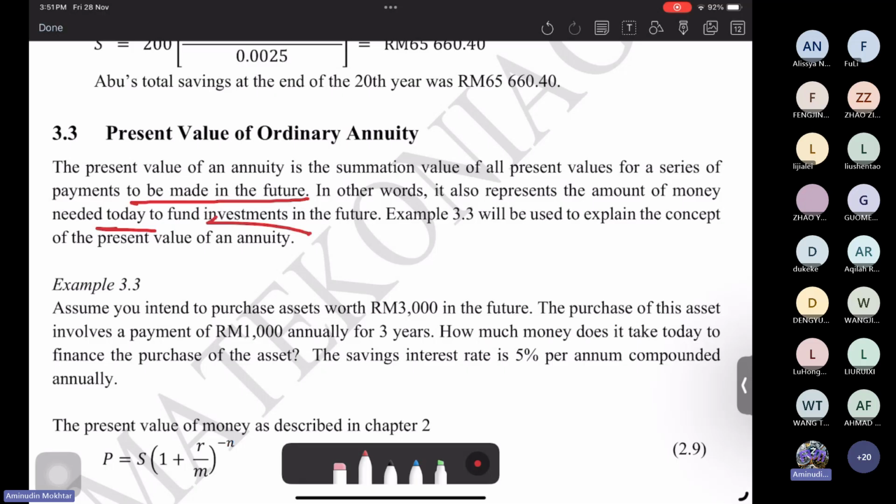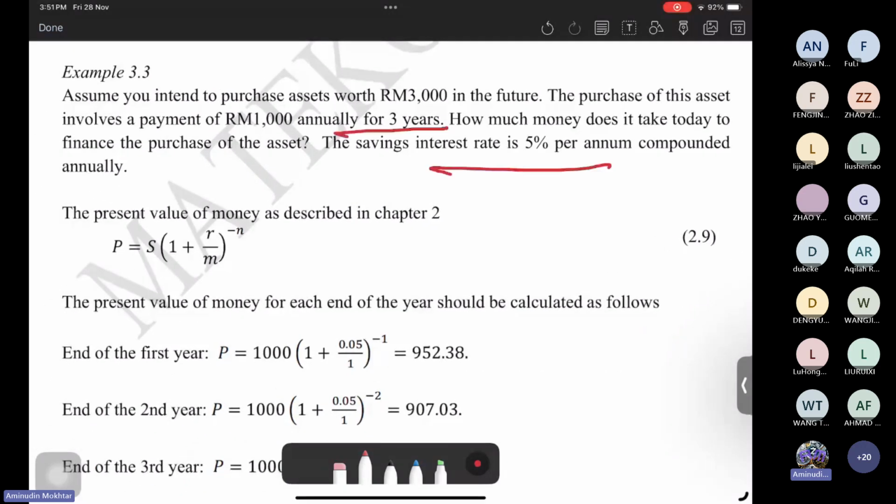Let's say we have year 1, year 2, year 3, and you need to save your money at the end of each year with the saving interest rate of 5%, compounded annually. So to find the present value, again, we see this formula. We can apply formula 2.9, as described in chapter 2. That is the formula for the future value of money.